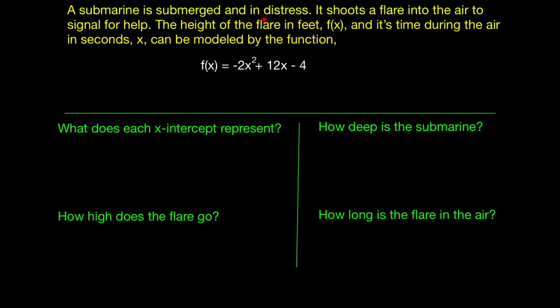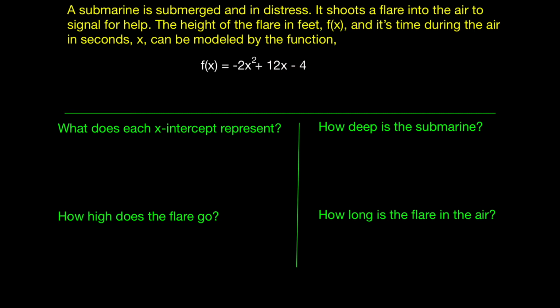A submarine is submerged and in distress. It shoots a flare into the air to signal for help. The height of the flare in feet, f(x), and its time in the air in seconds, x, can be modeled by the function f(x) = -2x² + 12x - 4.